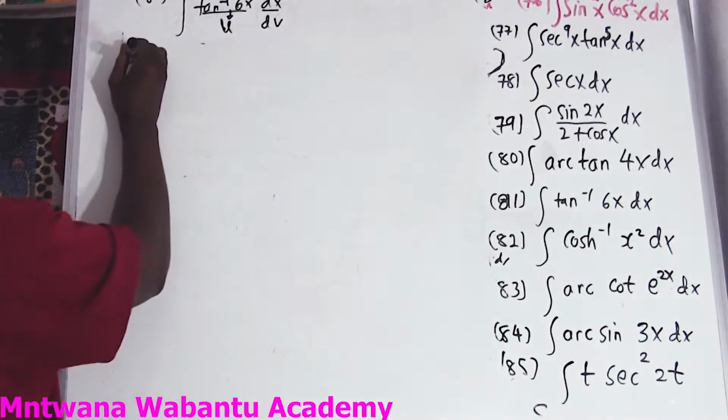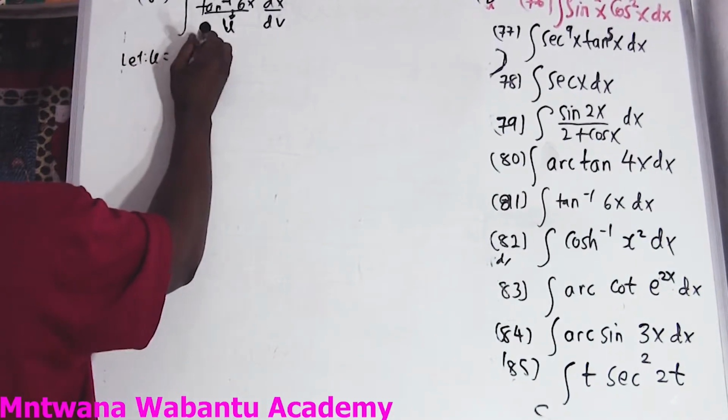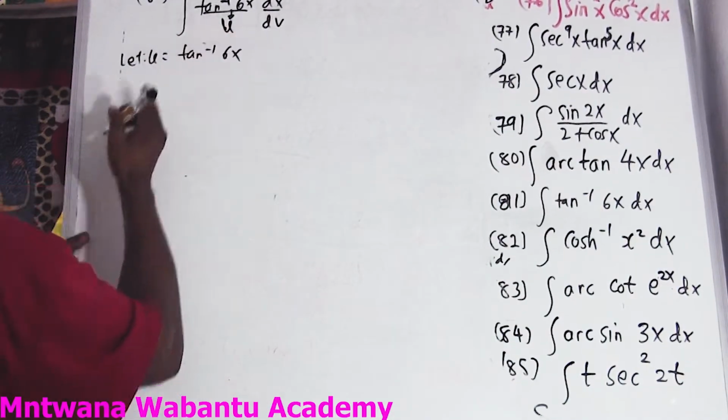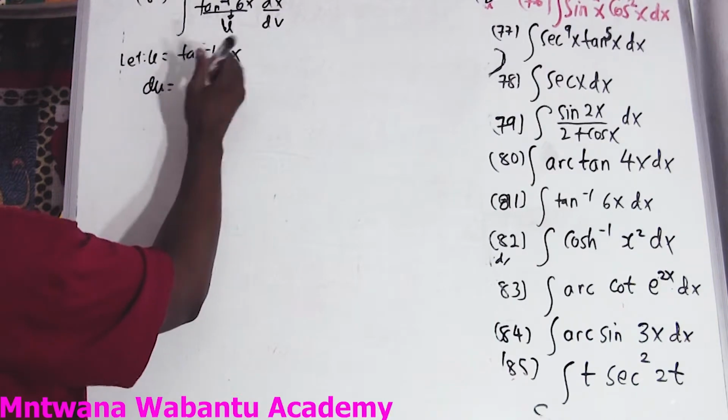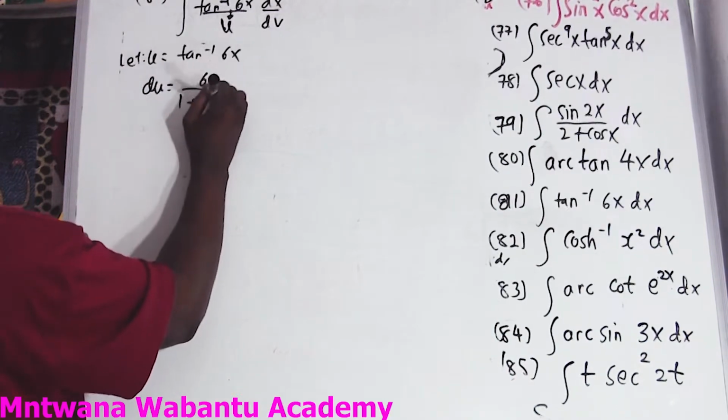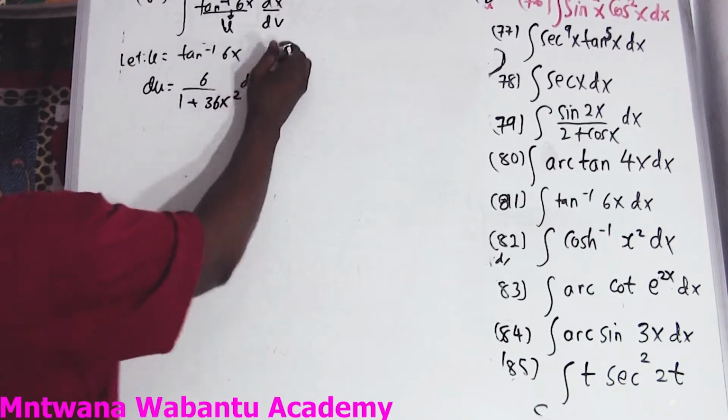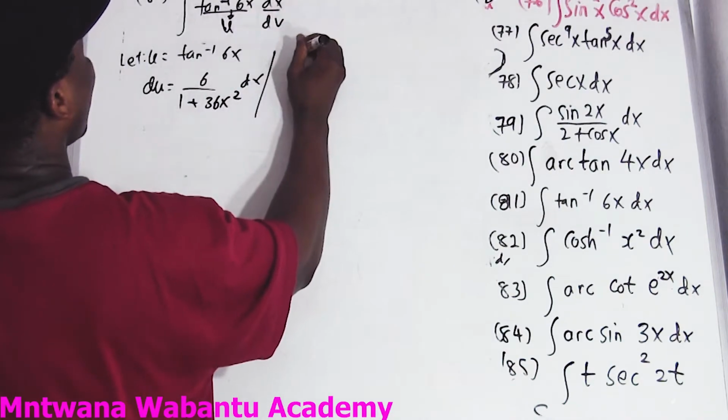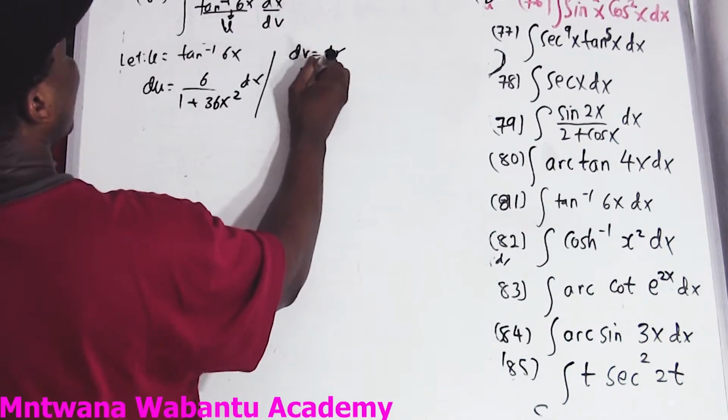Now let u equal tan inverse of 6x. I'm going to do a shortcut. du is equal to, the differential gives you 6 over 1 plus 36x squared dx. Now integrate that one: dv equals dx, so v equals x.